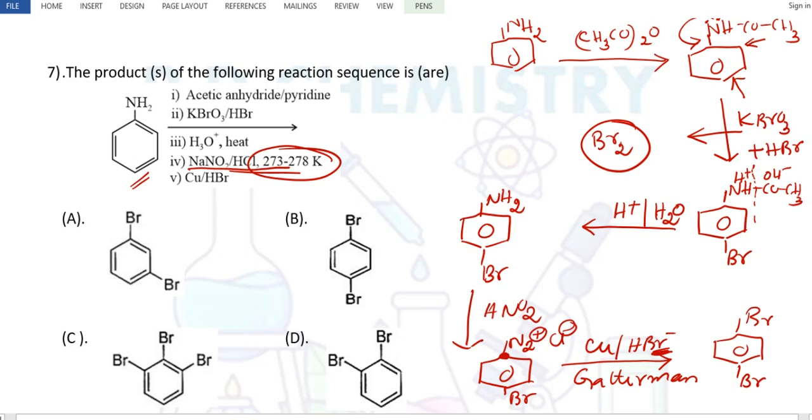First step is acetylation, second step is bromination, preferably at the para position, followed by hydrolysis, then followed by the diazotization, and at the end, Gattermann reaction you have to carry out. So what is the answer? Answer is option number B, right?